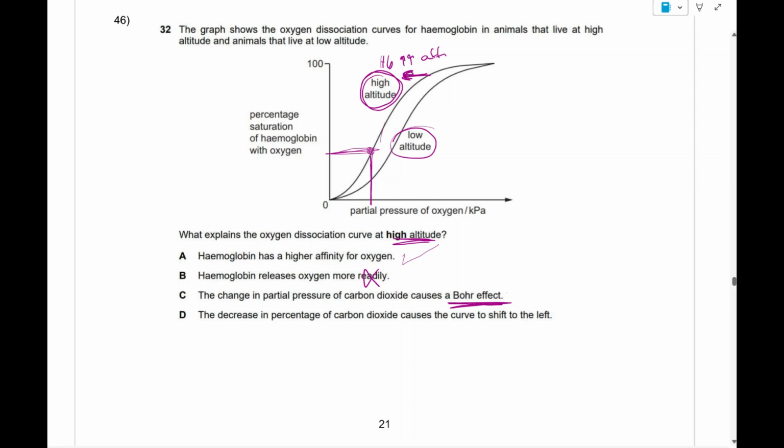Now for C, the change in partial pressure of carbon dioxide causes a Bohr effect. Now here we're talking about altitude, and altitudes have nothing to do with Bohr effect. Therefore, this is incorrect. For D, the decrease in percentage of carbon dioxide causes this curve to shift to the left. Now, carbon dioxide and Bohr effect here are not mentioned and not directly linked to altitude. Therefore, both of these are incorrect and the answer is going to be A.